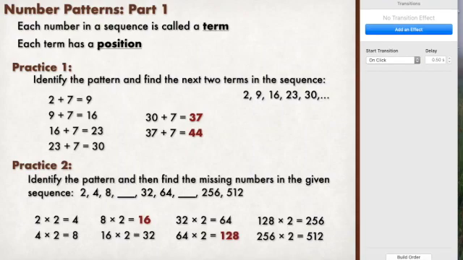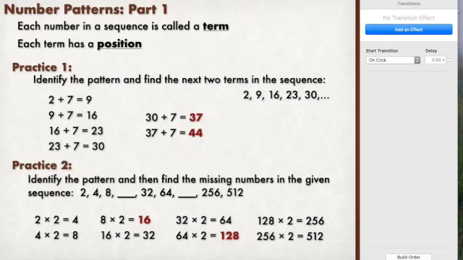2 plus 7 equals 9. 9 plus 7 equals 16. 16 plus 7 is 23. Okay, now I'm taking that 23 plus 7 equals 30. So 9, 16, 23, 30. Okay, what's the pattern here? I'm adding 7 to every one of these. Now this is a little more complicated than 2, 4, 6, 8 or 5, 10, 15, 20.